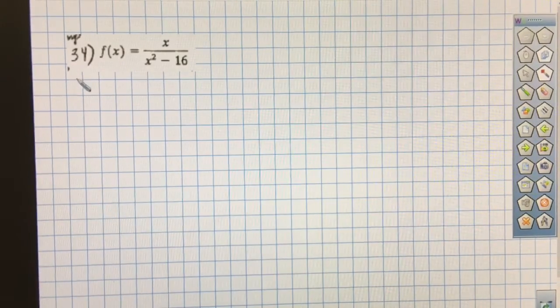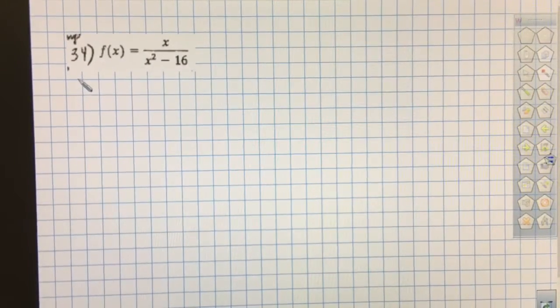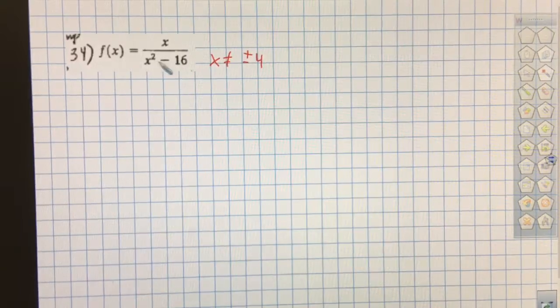Number 34, I'm asked to find the domain and graph it. First, the domain cannot equal. X cannot equal plus or minus 4. Because when you factor that, you get asymptotes at 4 and negative 4.